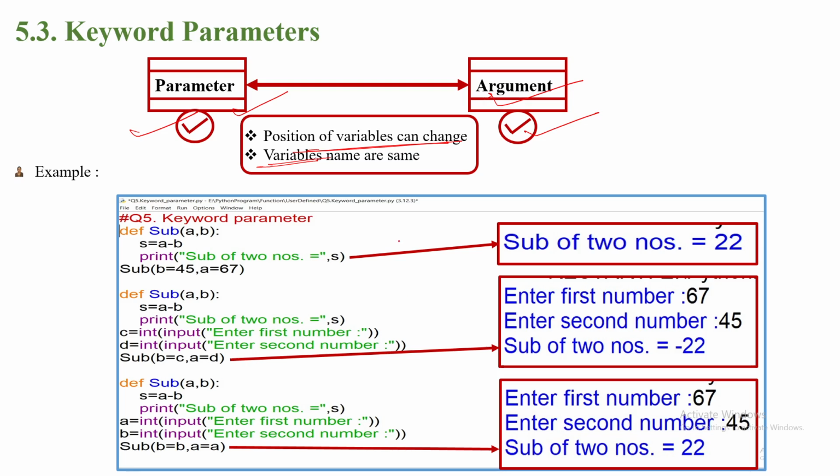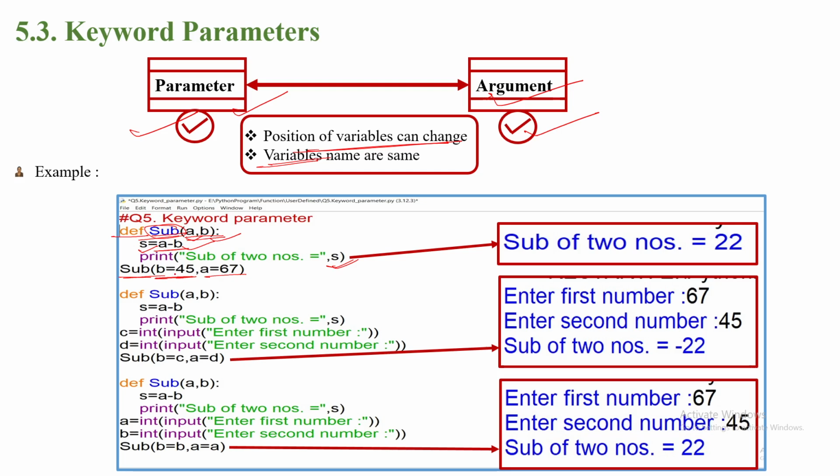I have taken three examples here. First, def defines the function header. The function name is sub, and I am passing two parameters, a comma b. Then s equal to a minus b, I am doing subtraction, then print subtraction of two numbers equal to s. These variables I call. Now in the sub function calling, b equal to 45, I changed the position of the variable, but I did not change the variable name.